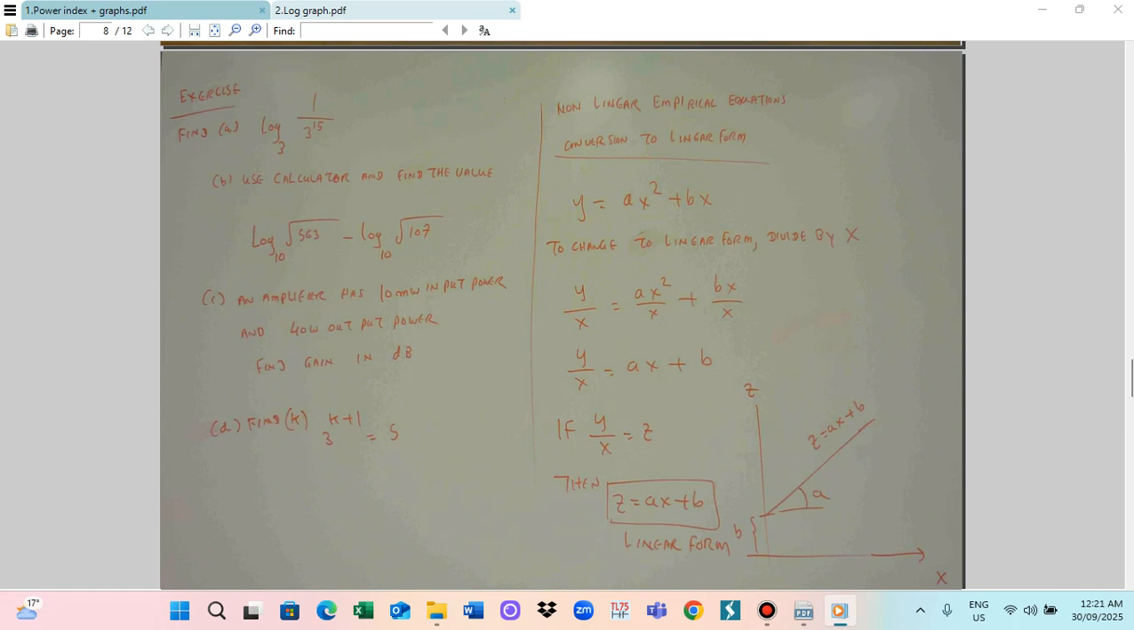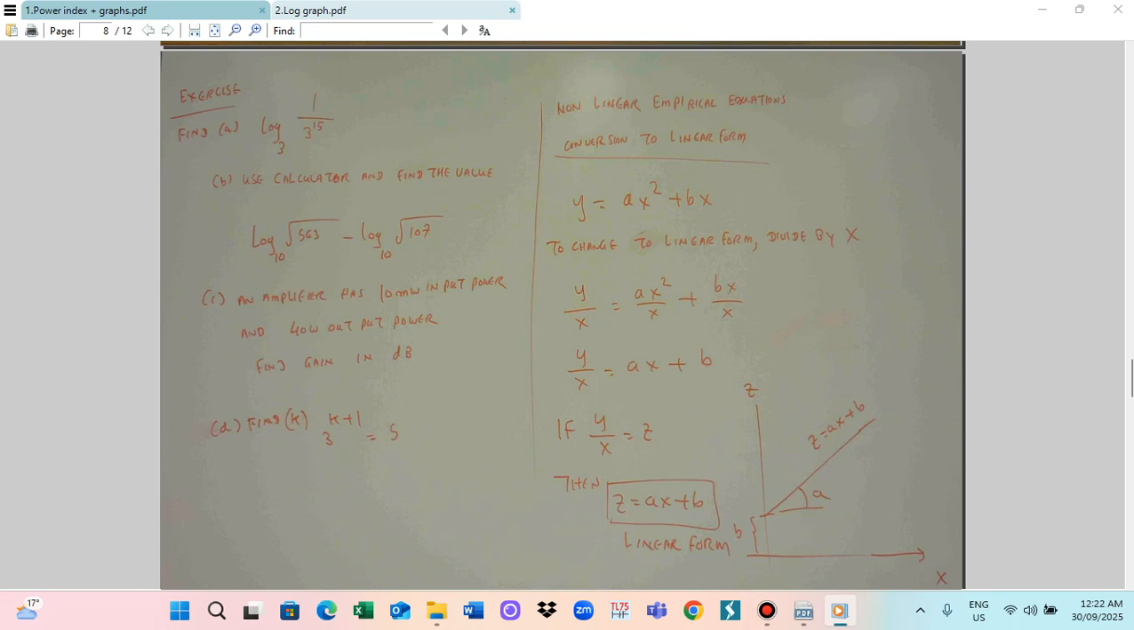Okay, the next one is a non-linear empirical equation. This means that some equations you can convert to the linear form. For example, this kind of equation, y is equal to ax squared plus bx. This is a non-linear equation. So y is equal to ax squared plus bx, x is a power square. So square power means this is a non-linear equation. So we can change this one to the linear form. So how do we change the linear form?